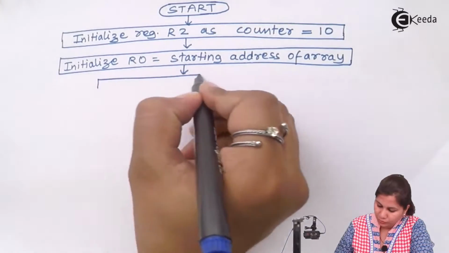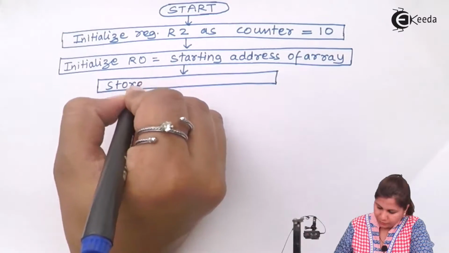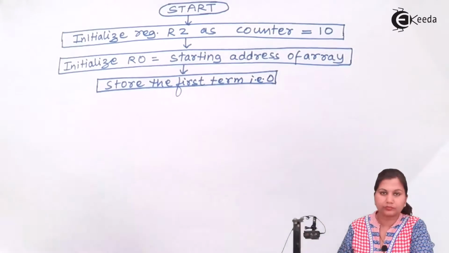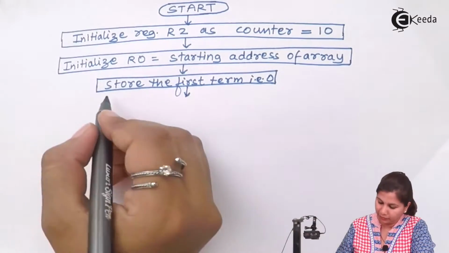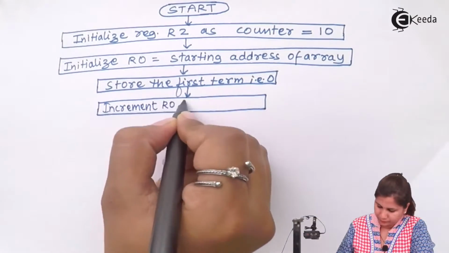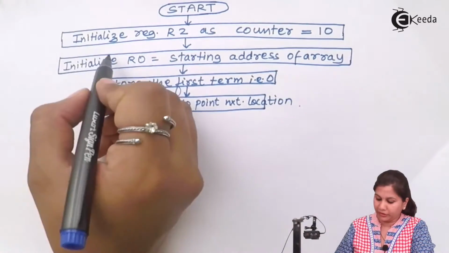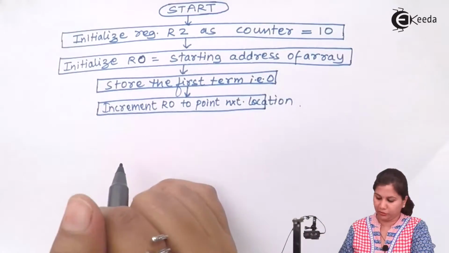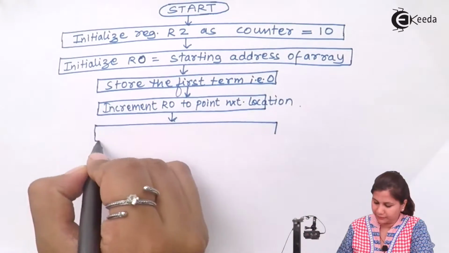So the first step will be to store the first term, that is 0. After that, we will increment the memory pointer so that it can come to the second memory location. So what is the memory pointer? R0. So R0 will be incremented so that it can come to the next memory location. Now at the next memory location, we will store the second term, that is 1.